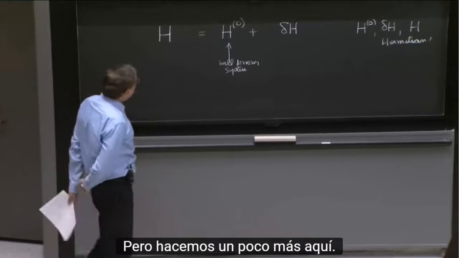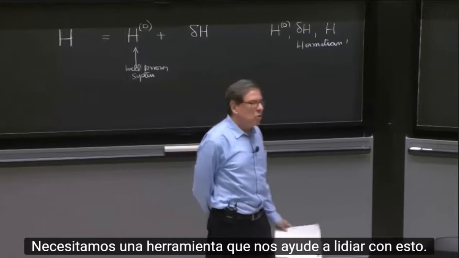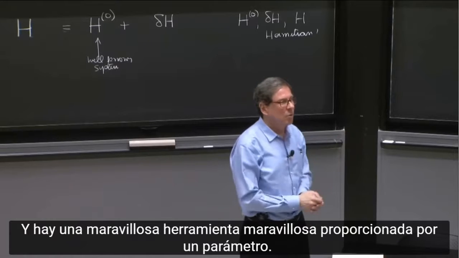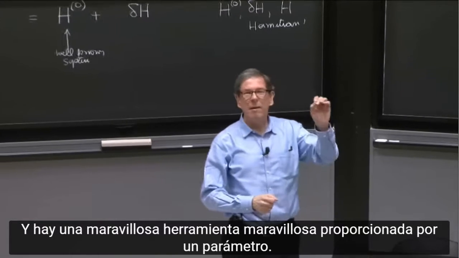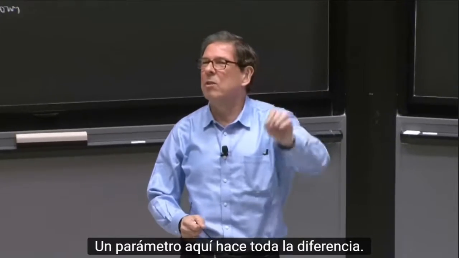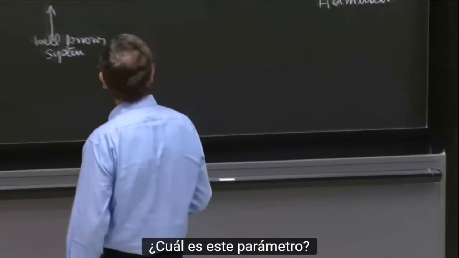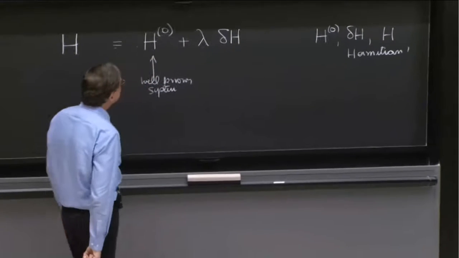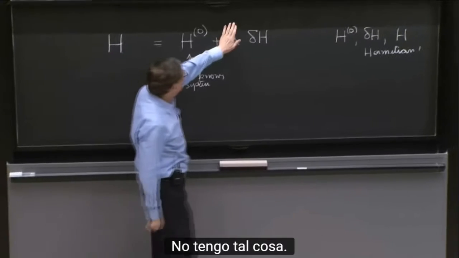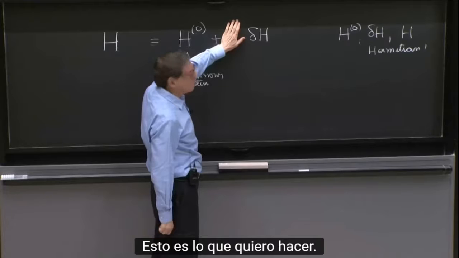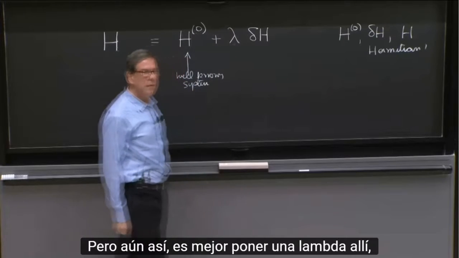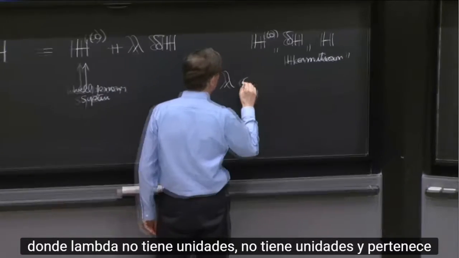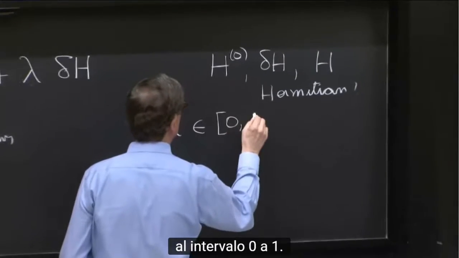But we do a little more here. We need a tool to help us deal with this. And there's a wonderful, nice tool provided by a parameter. A parameter here makes all the difference. What is this parameter? It's a parameter we like to put here, and we'll call it lambda. You might say, no, I don't have such a thing. This is what I want to do, but still, it's better to put a lambda there, where lambda is unit-free, no units, and belongs to the interval 0 to 1.